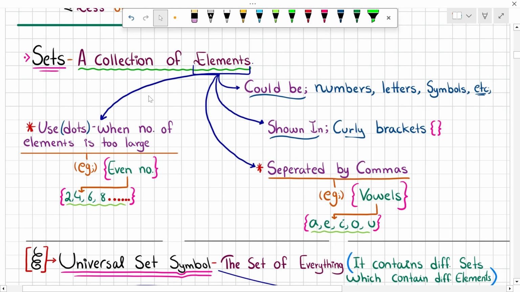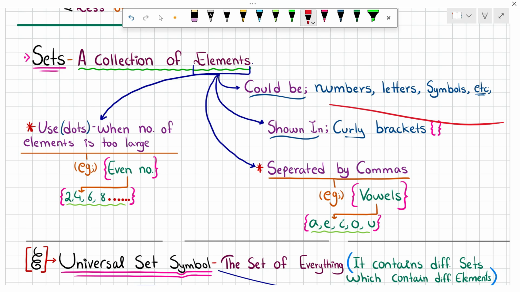Okay. Sets. So this is something new. Sets is a collection of elements, alright? Elements, what can elements be? Elements is any number, any letter, any symbol. It can be letters, numbers, symbols, it can be objects. They are usually shown in curly brackets and they're separated by commas.